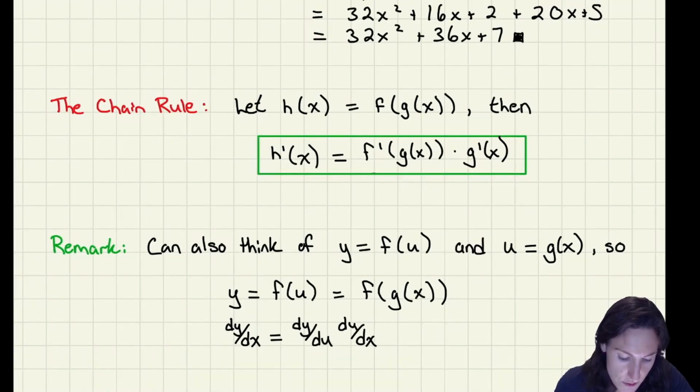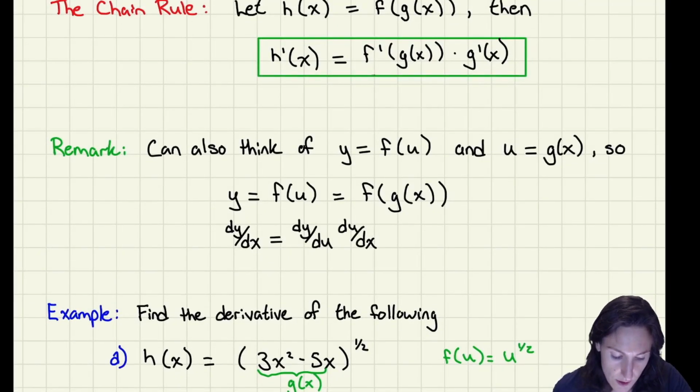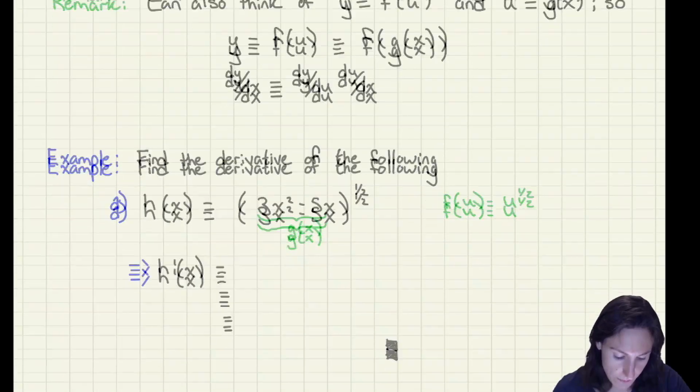Now, if you don't like this notation, sometimes in books they'll say, okay, we can think about y is equal to f of u, where u is some function. So if I have y is equal to f of u, in other words, f of g of x, and I want to differentiate with respect to x, so dy/dx is equal to the derivative of the outer part, so dy with respect to u, and then du with respect to x. Okay, so if you prefer this way, that is totally fine.